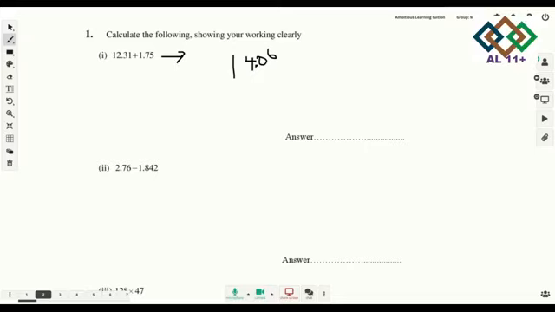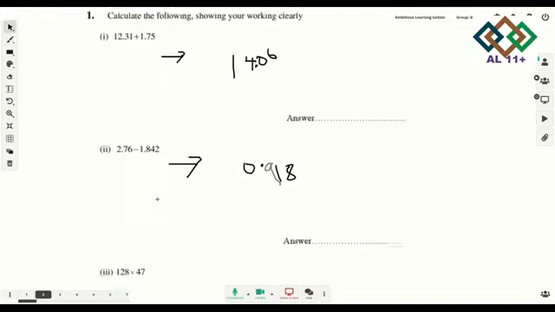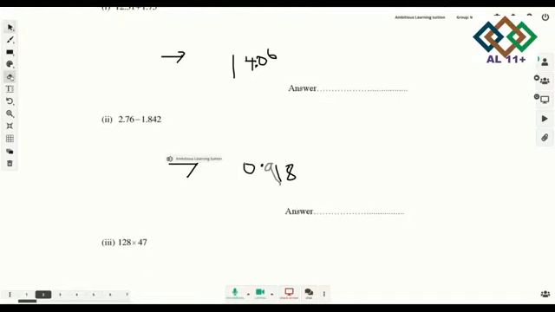So let's try doing this next one now. The next one is again a simple one. We try doing the same way as we did the first one. It's 2.76 minus 1.842. And your answer for that one would be 0.918. That's the answer for the next one. So let's move on to the next one.